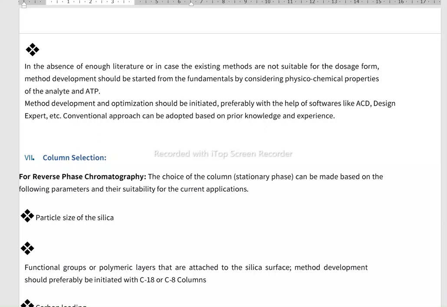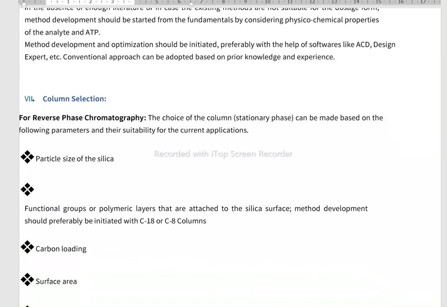Method development should preferably be initiated with a C18 or C8 column. It is a thumb rule, not anything written. If you start the method development and do not find any general things in your structure, or any specific functional group during the literature review, you should start with a C18 or C8 column. Carbon loading, you should know about the carbon loading.